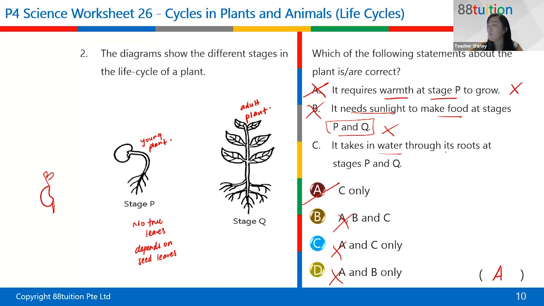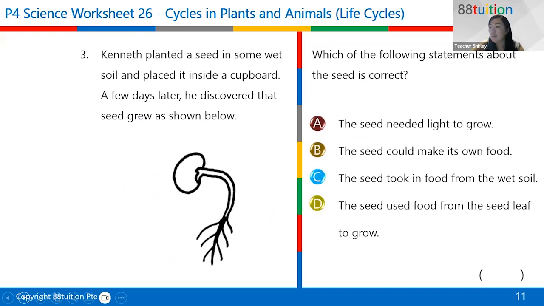It takes in water through its roots, yes, because both of them have already developed roots and both are able to take in water through the roots. Any questions? No? Everybody's okay? All right. Now, next one.